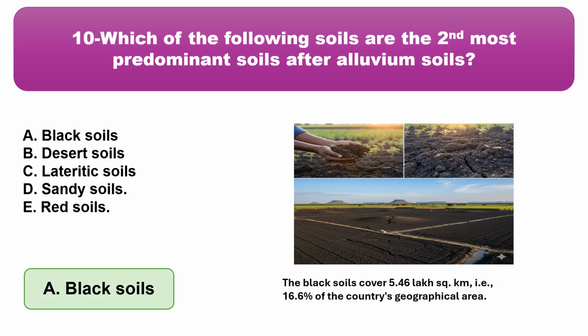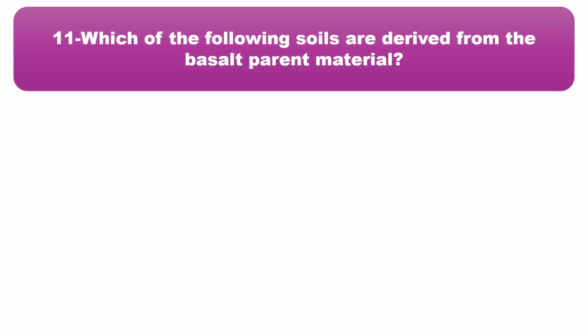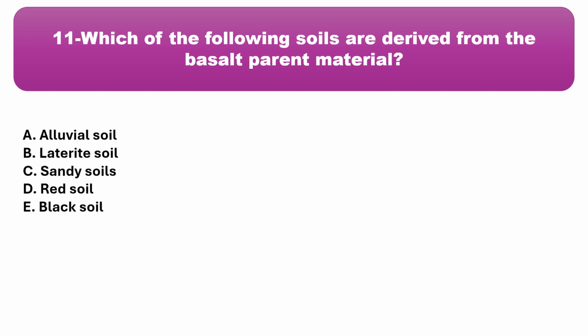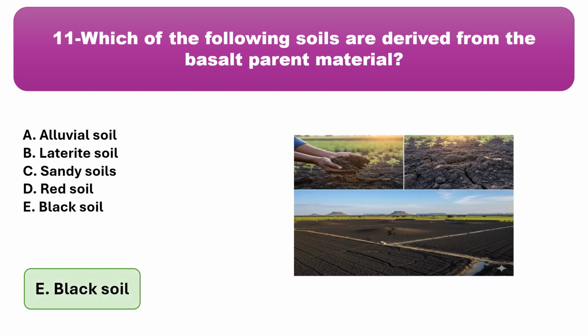The black soils cover 5.46 lakh square kilometers, which is 16.6 percent of the country's geographical area, whereas alluvial soils cover 45.6 percent of land area. Next question. Which of the following soils are derived from the basalt parent material? The options are alluvial soil, laterite soil, sandy soils, red soil, and option E, black soil. The correct answer is black soil. The black soils are derived from the basalt parent material.